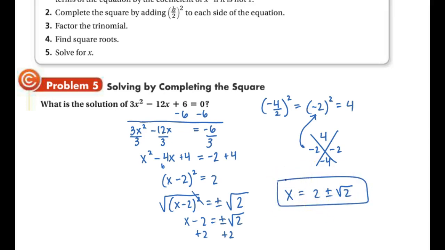If we wanted to check our results, we could plug them in and replace the x in the original equation with both of our solutions.